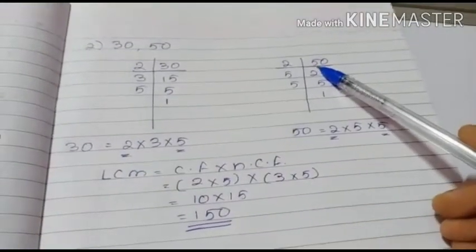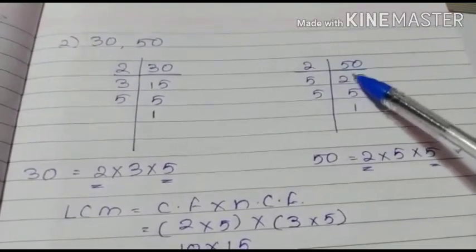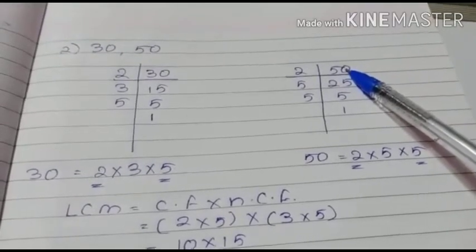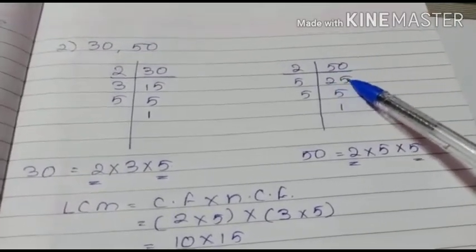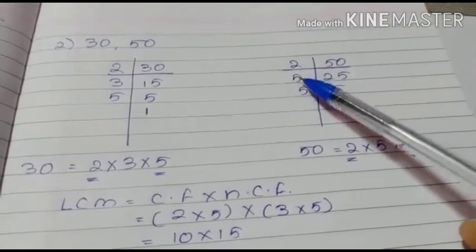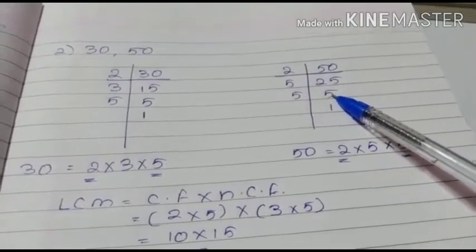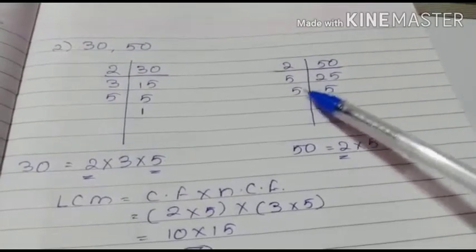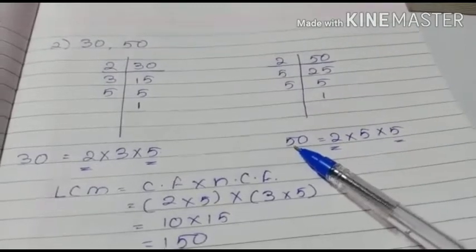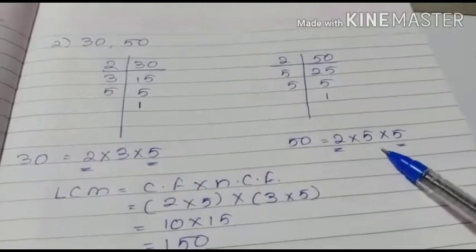Now 50. 0 is at the unit place, so it is divisible by 2. 2 2s are 4. 1 remaining. 1 and 0 become 10. 2 5s are 10. So what is my answer? 25. Now 5 is at the unit place, so it is divisible by 5. 5 5s are 25. I write here 5 as my answer, and it is the dividend for the next term. 5 ones are 5. So what factors are there for 50? 2 multiplied by 5 multiplied by 5. This concept is clear to everyone.